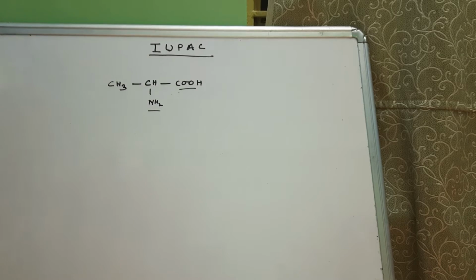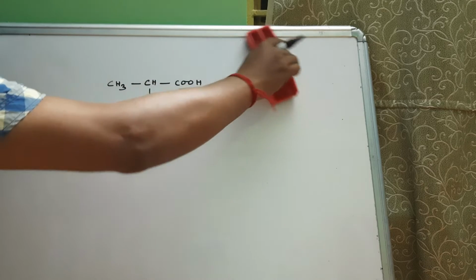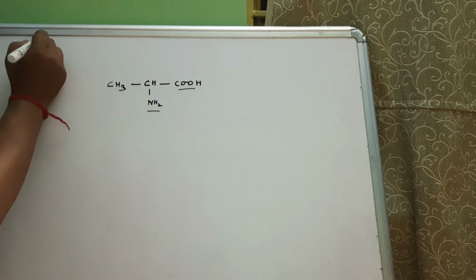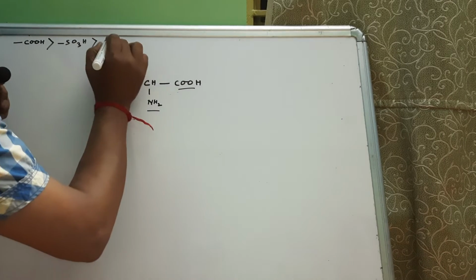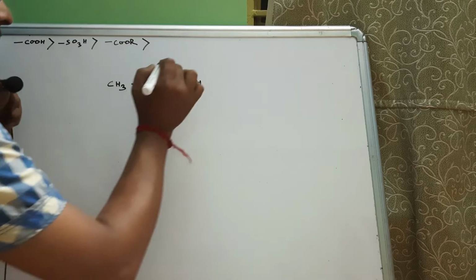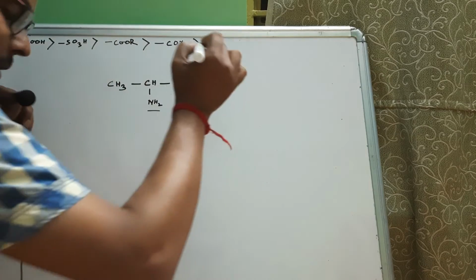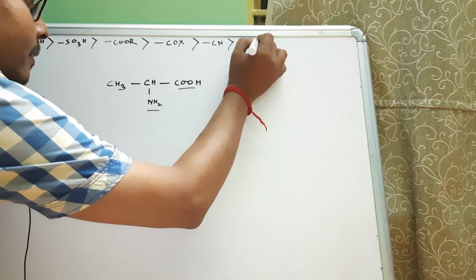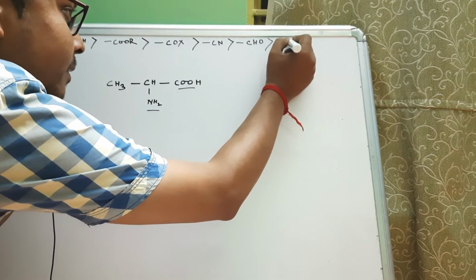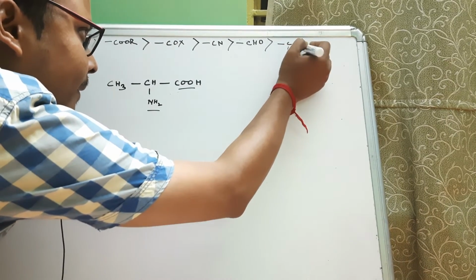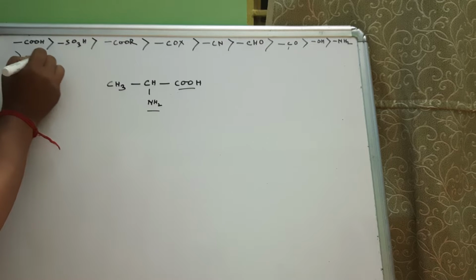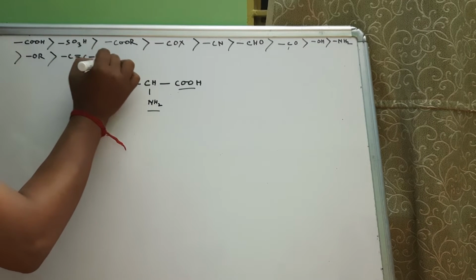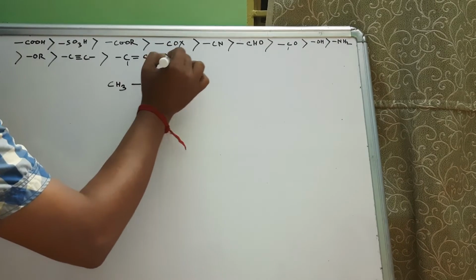For our convenience, we will write down the priority order at the top: COOH greater than SO3H greater than COOR greater than COX greater than CN greater than CHO greater than CO, which means ketone, then OH, then NH2, then OR, then C triple bond C alkyne, then alkene, and last halogen X.